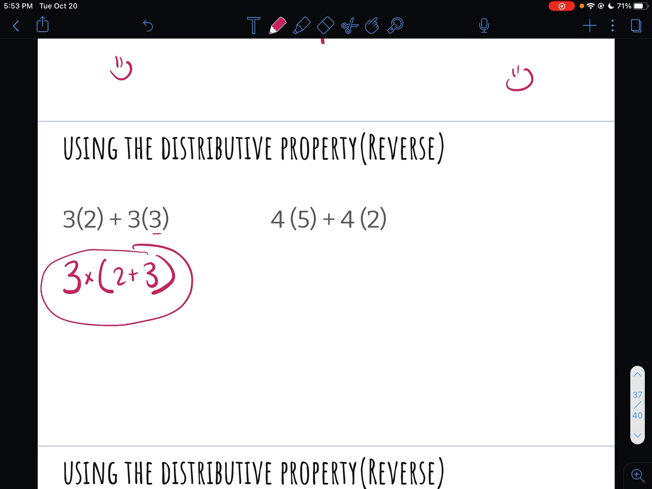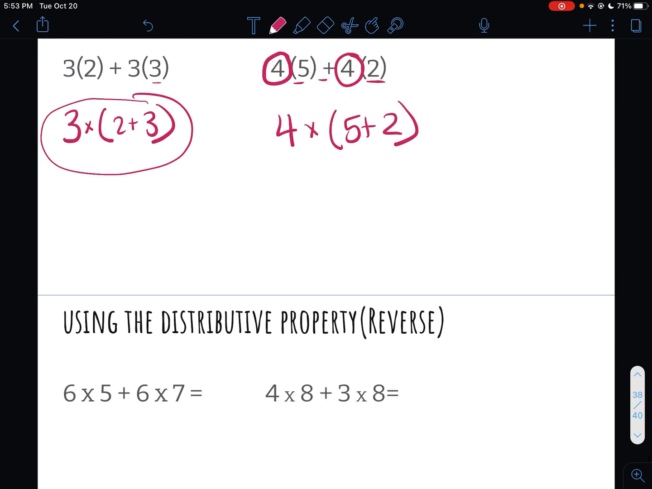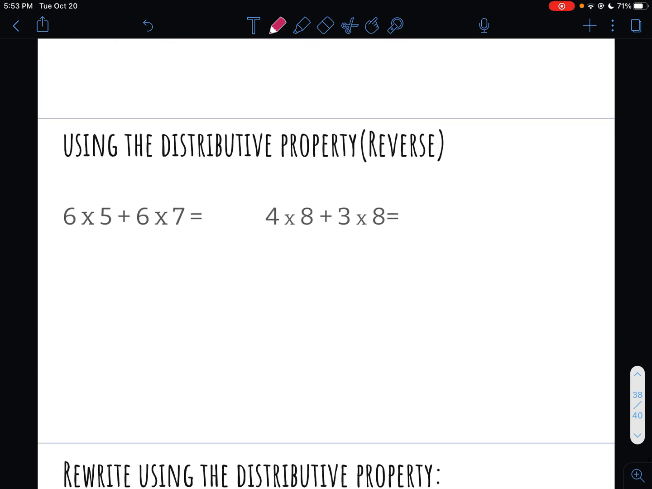So in this second example, 4 times 5 plus 4 times 2, circle what they have in common, which is the 4, pull it out front, and that's what's going to be distributed to whatever is left. 5 plus 2 goes in parentheses. So it's 4 times 5 plus 2. And that's all you got to do. Okay? So I would like you to try these on your own. So pause the video and see if you can do them.